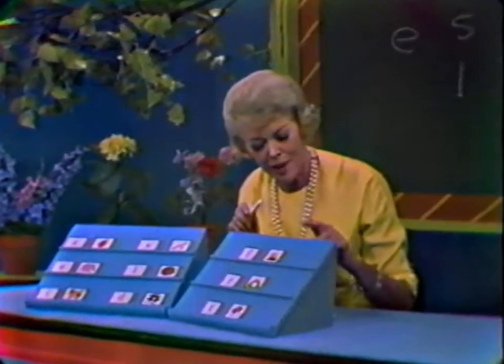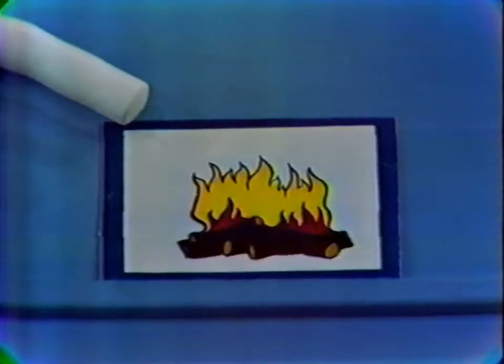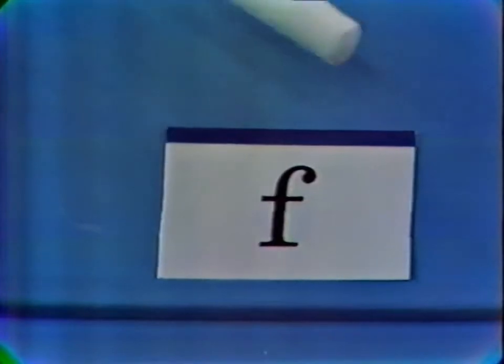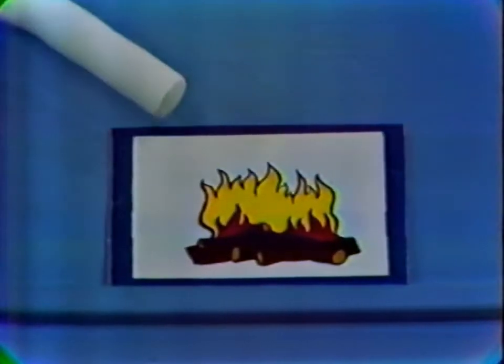Our next clue is in fire. F, as in fire. F is the sound of the letter F. The clue to F is in the fire.